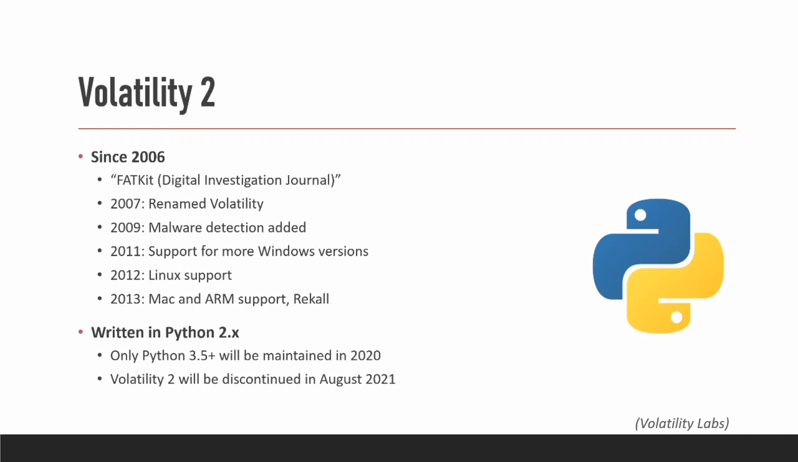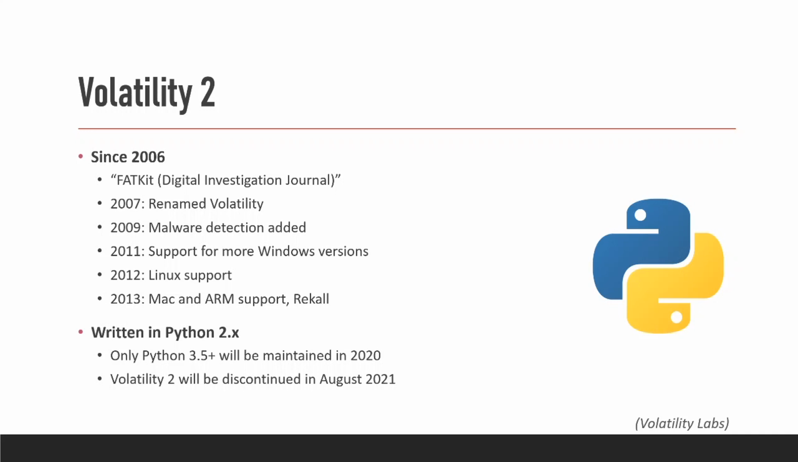Volatility 2 was created in 2006, originally as FATKit. Since then, there have been several major developments. In 2007, it was renamed to Volatility. In 2009, they added malware detection, or malfind. 2011 added support for more Windows versions since Windows XP, such as Windows Vista, 7, 8, and 10. In 2012, they added Linux support. And in 2013, Mac support was added along with ARM support, and the Volatility Developer Program branched out into what is now Google's Rekall. Rekall is a fork of the Volatility project maintained by Google.